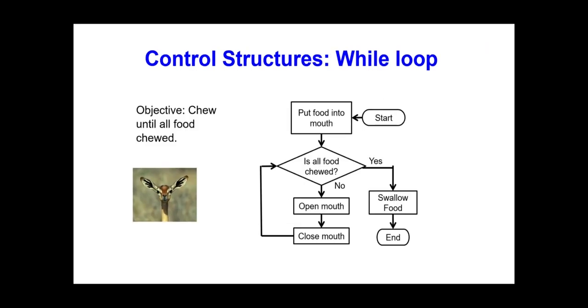The next type of control structure we would like to think about is a while loop. And so a while loop is used when you don't know how many times you want to run something, but instead you want some sort of sensor or detection that tells you when you're done. And so in this case, if we want to chew as many times as possible until it's all chewed, we could have this decision. You put food into the mouth, then you ask, is the food all chewed? And if not, you're going to open mouth, close mouth, and repeat. Once the food is all chewed, then we're done. We're going to swallow, and that's the end.